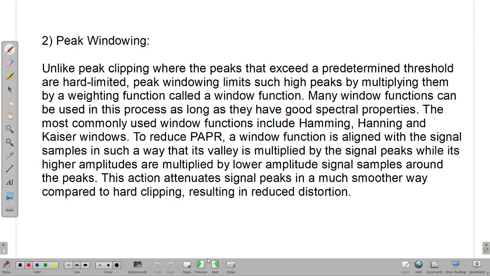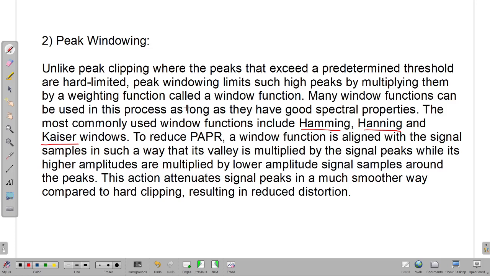Second method is peak windowing. You have learned about different windows in your digital signal processing. That is the Hamming window, Hanning window, Kaiser window. And peak windowing is about performing this windowing operation for the OFDM signal before passing it to the power amplifier. So it is not like peak clipping.